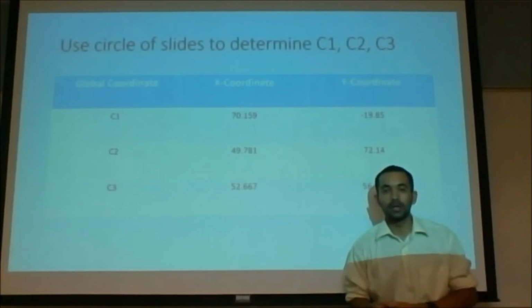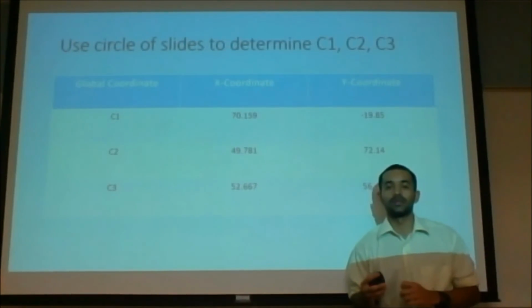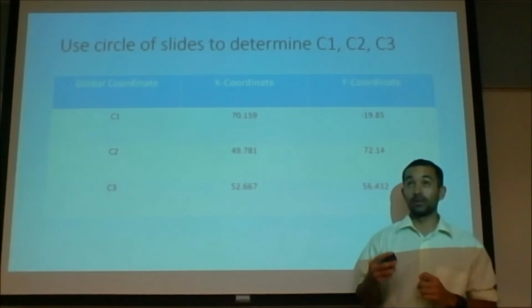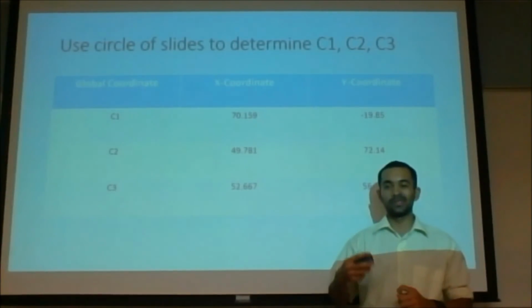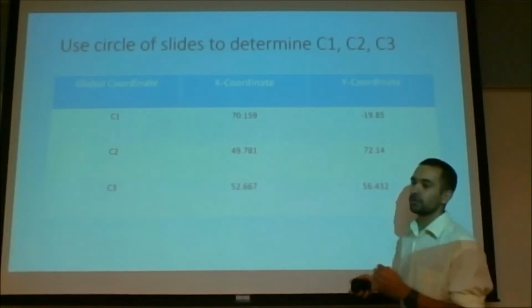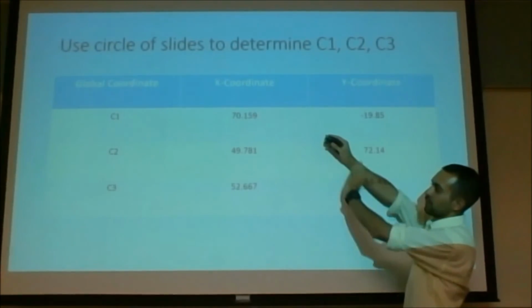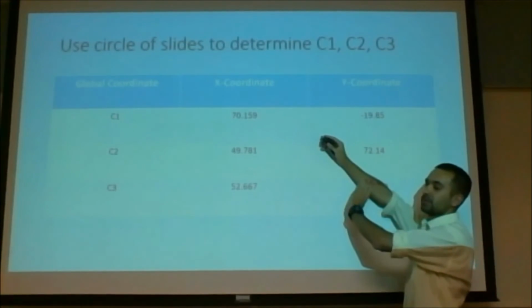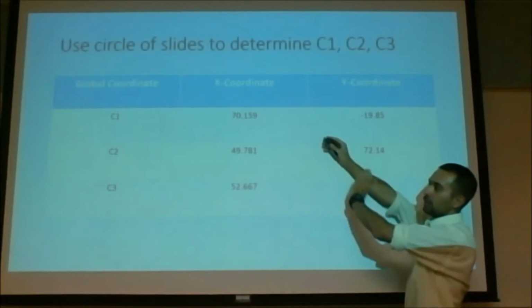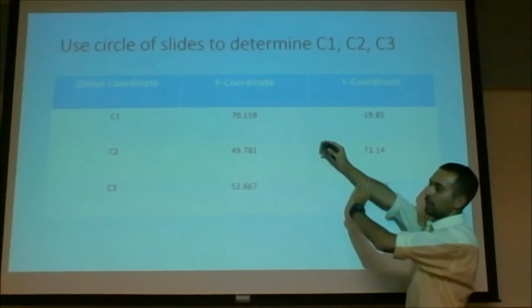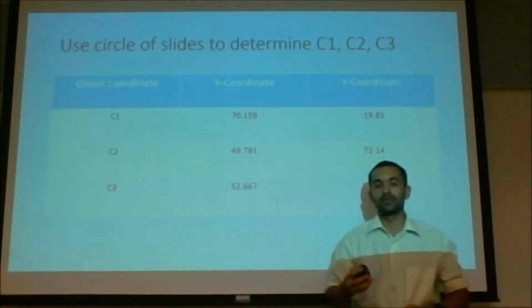We also needed to determine for the circle slide the local coordinates for C1, C2, C3. What C1, C2, C3 basically tell us is that we have a linear motion of a crank slider mechanism that has to be passing at all times. And for that to happen, we need to develop C1, C2, C3.